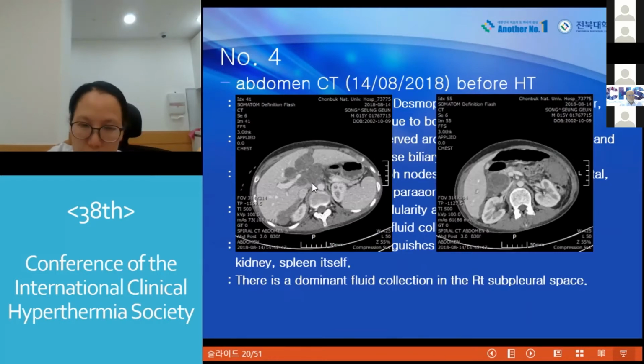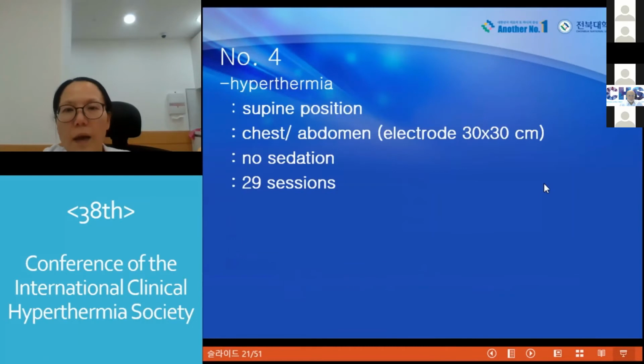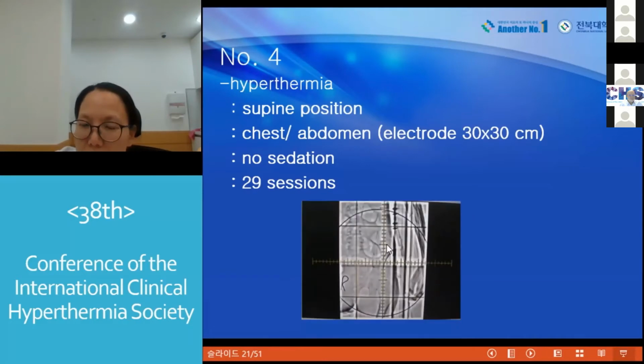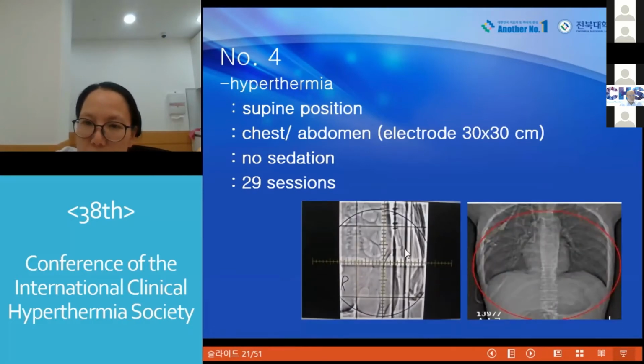Image was before hyperthermia. Mass observed around the liver periportal area and common bile duct accompanied by diffuse biliary dilatation. Severe necrotic, attenuated lymph nodes enlarged in the periportal, aortocaval, and para-aortic area. Oncotherm was performed in supine position at chest and abdomen.